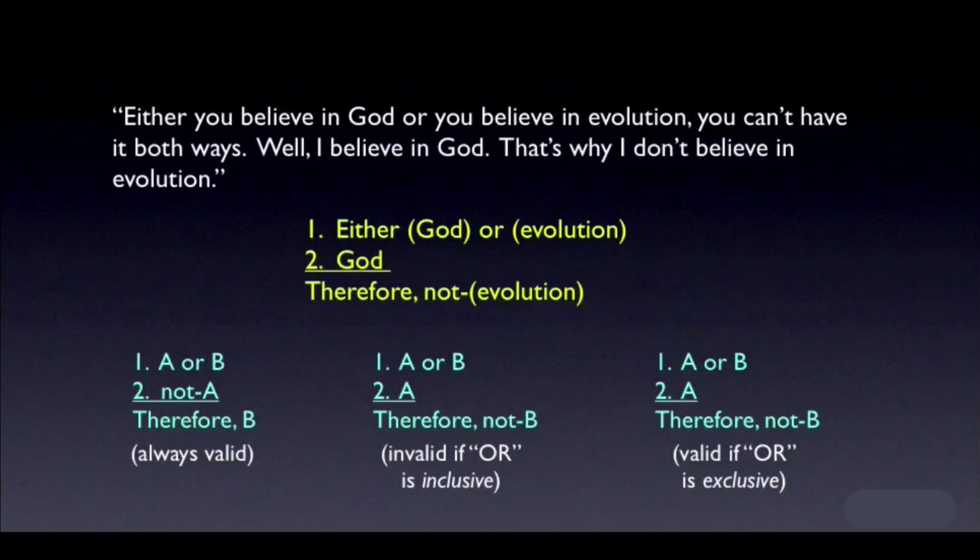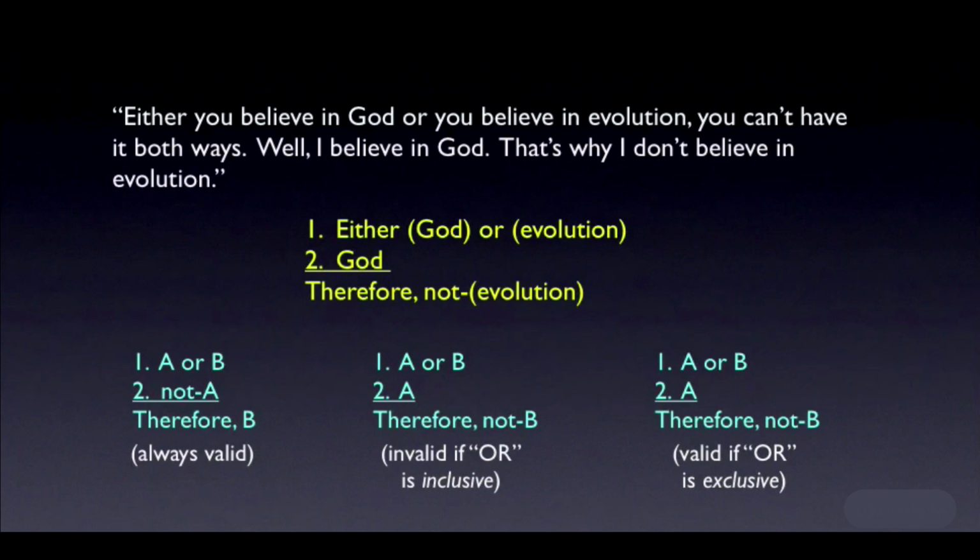Now, our example above doesn't have this form. In premise 2, we're affirming one of the disjuncts and using this to infer that the remaining disjunct must be false. But we know that this argument form isn't valid if the or is an inclusive or. That's the case we're describing in the middle. It's only valid if the or is an exclusive or. That's the case on the right.